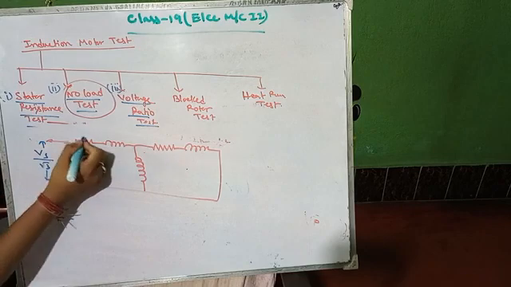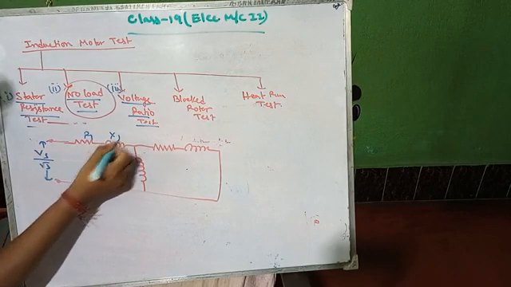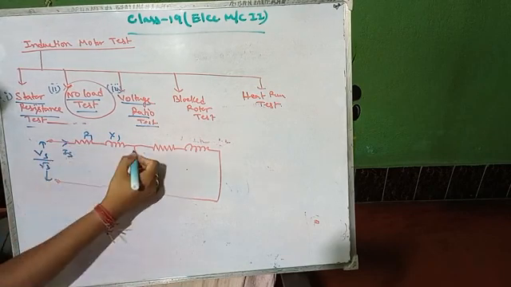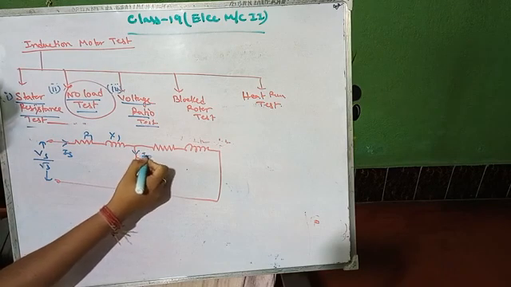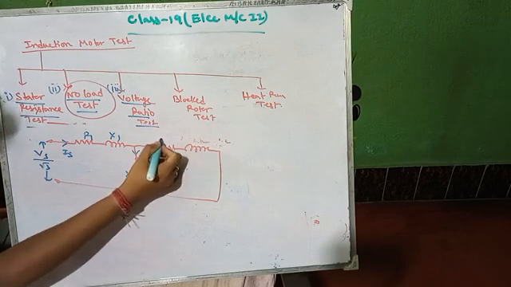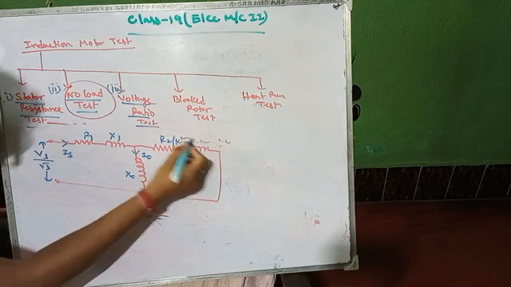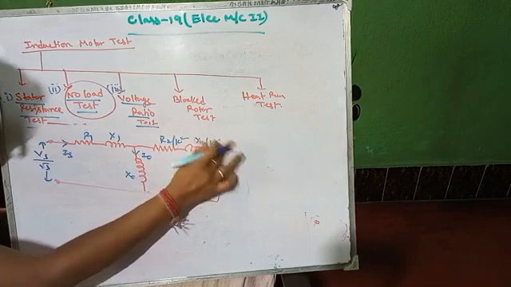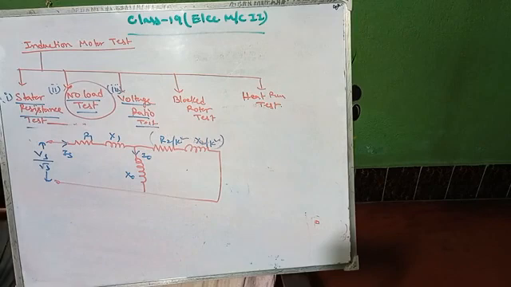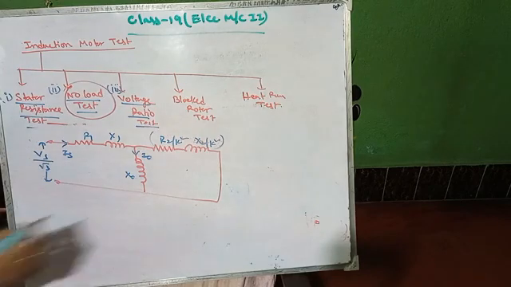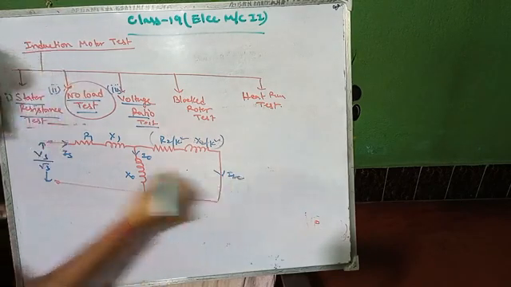That will be R1, this is X1, and the current is Is, and here the current I0 is flowing through X0, and here R2 by K square and X2 by K square. This is the equivalent circuit referred to the primary side, and this is the short circuit, that is, ISC current is flowing.